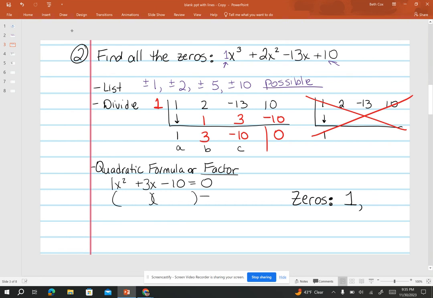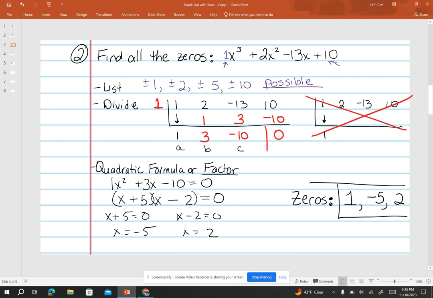This one nicely factors. Multiply to give me negative 10, 5 and 2, add to give me 3, be 5 and negative 2. So x plus 5 equals 0, x equals negative 5, that's an answer. x equals 2. So my answers are 1, negative 5, and 2. Those are my 3 answers that I need for this problem. And that's all this one asks me for. It doesn't go through and make you do all the steps. It just asks for the final answer.